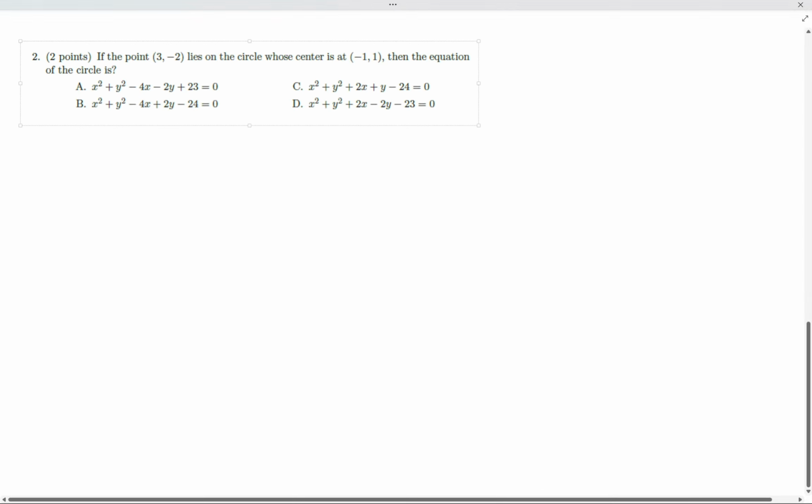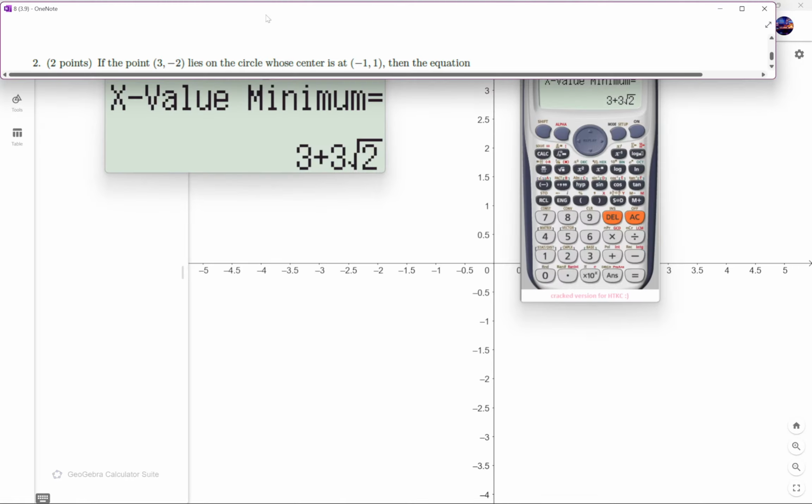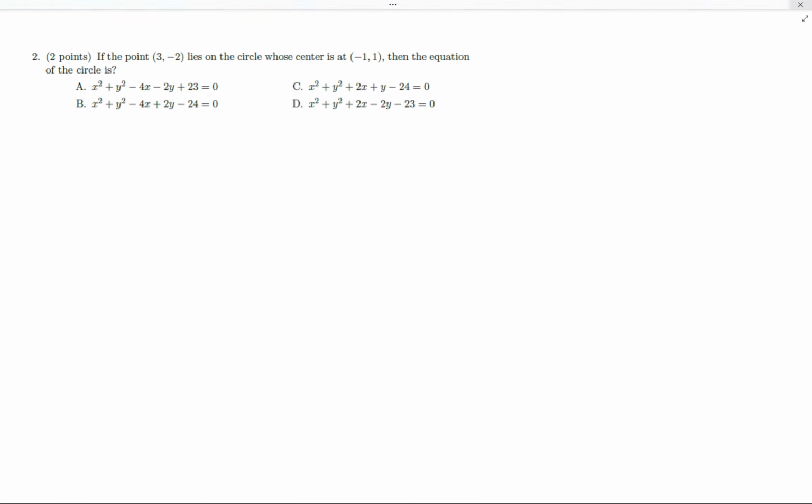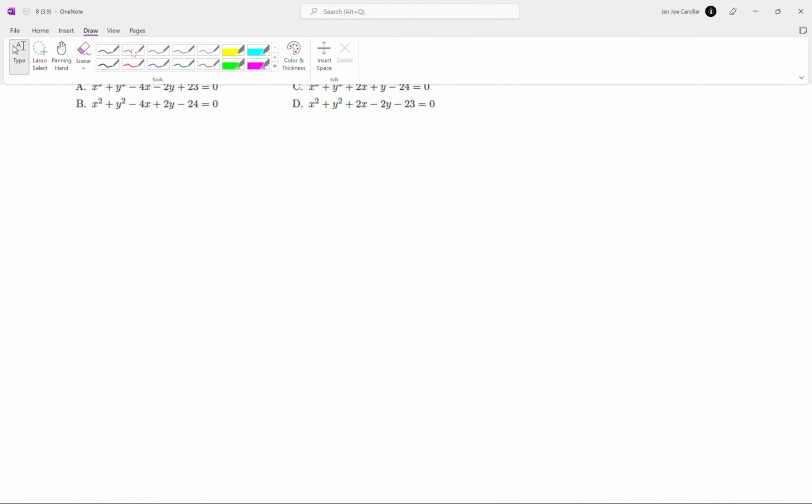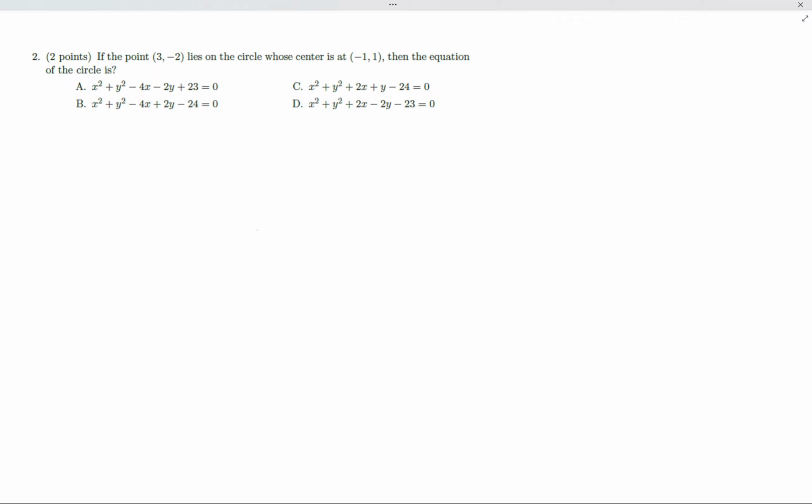Okay, so for number 2, if the point (3, -2) lies on the circle with center at (-1, 1), the equation of the circle is given by which of the choices below. Now, this problem is a lot simpler than the previous one, hence the 2 points. We can do this easily by graphing the known points.